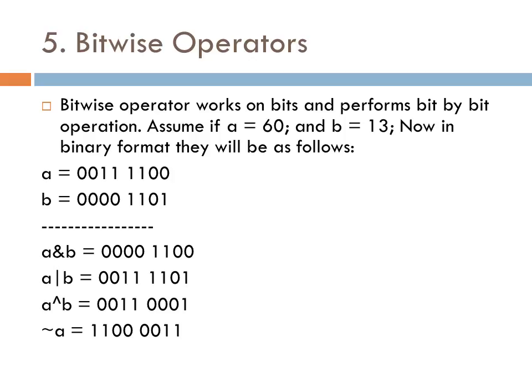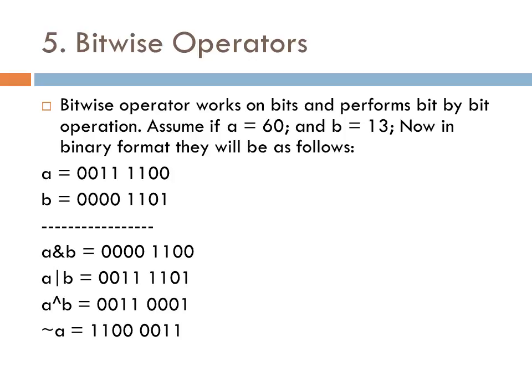Next one, A or B. So A or B means if any one of the binary values is 1, then it is 1, otherwise it will return 0. So only 0 and 0 will return 0. In all the remaining cases it will return 1. Based on that rule, they will perform the OR operation. Next, A XOR B. A XOR B means both the operands should not be the same. If both the operands are the same, then it returns 0, otherwise it returns 1. Based on that rule, A XOR B will be evaluated.